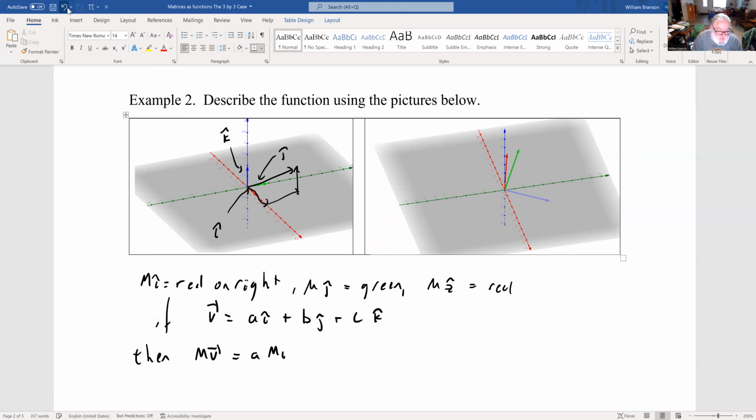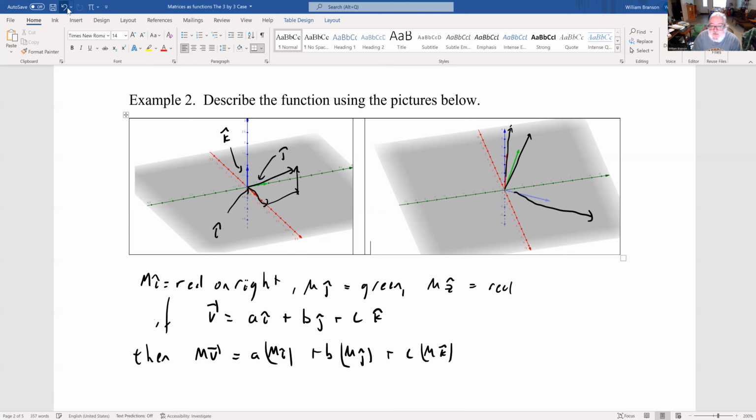Well, a times M i hat plus b times M j hat plus c times M k hat. So if it's a times red plus b times green plus c times blue over here, then we can add those two by two.